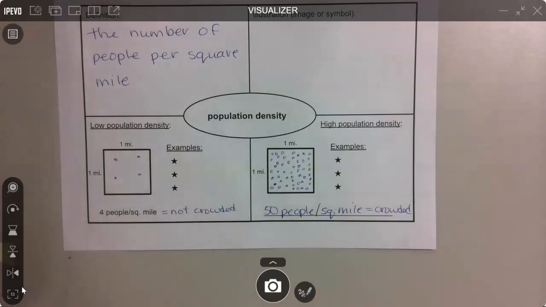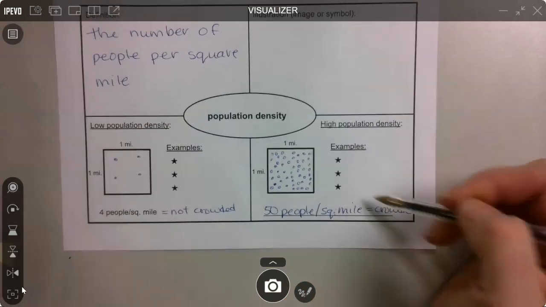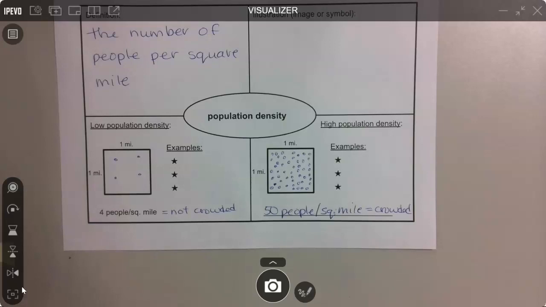And then last, I want you to think about some places that have high population density. Where are some places around the world you think might have lots of people living closely together? Go ahead, pause the video, see if you can come up with 3, and then resume the video.